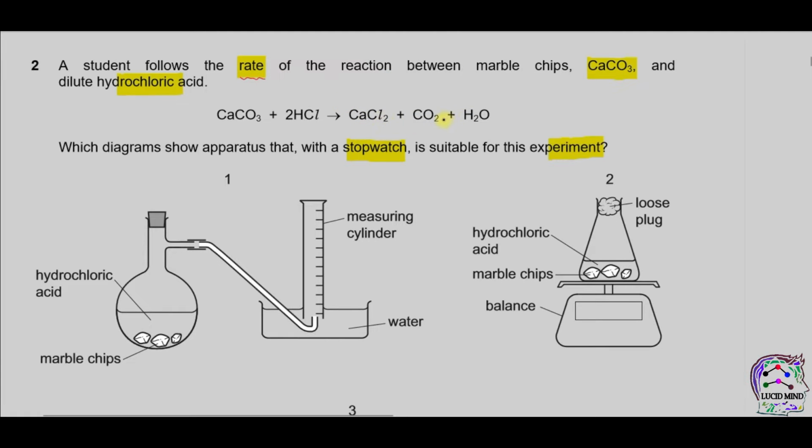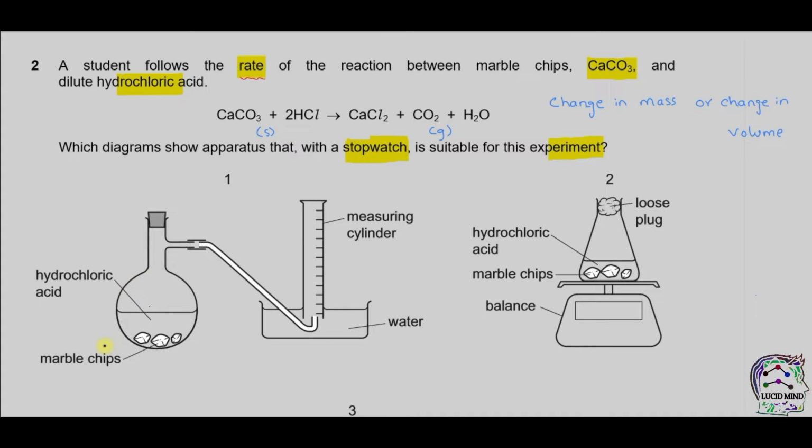Now, rate of reaction can be determined by measuring the change in mass per unit time or change in volume per unit time. For mass, we can use calcium carbonate as it is solid, so we can measure the change in mass. For volume, we can use the amount of carbon dioxide that is formed.